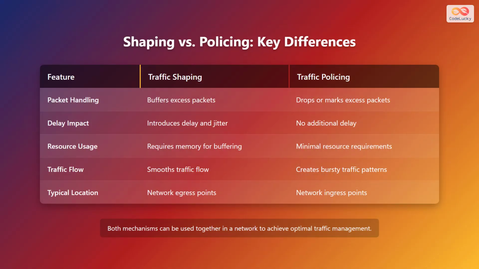Traffic shaping and traffic policing are different approaches to managing network traffic. The main difference lies in how they handle excess traffic. Shaping buffers excess packets, introducing delay and jitter. It requires memory for buffering, smooths traffic flow, and is typically used at network egress points. Policing, on the other hand, drops or marks excess packets, introduces no additional delay, has minimal resource requirements, creates bursty traffic patterns, and is typically used at network ingress points. Both mechanisms can be used together in a network to achieve optimal traffic management.